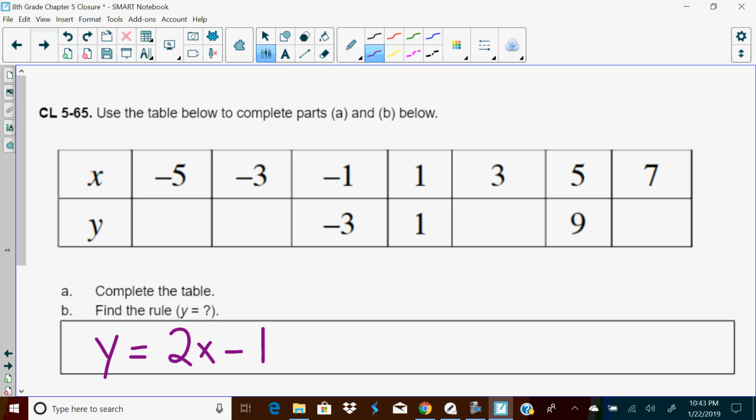So to fill in the rest of my table, I get negative 10 minus 1, which is negative 11. Negative 6 minus 1 is going to be negative 7. 3 times 2 is 6, minus 1 is 5. 7, 14 minus 1 is going to give me 13.